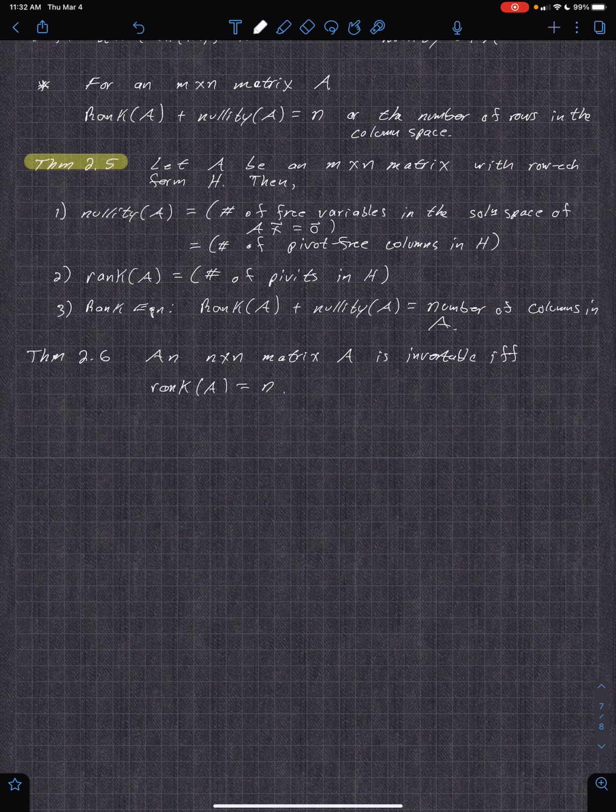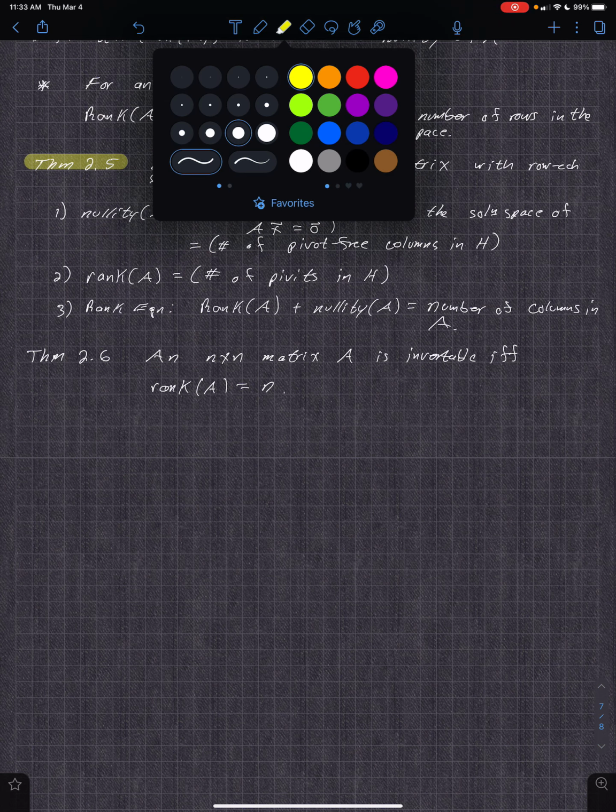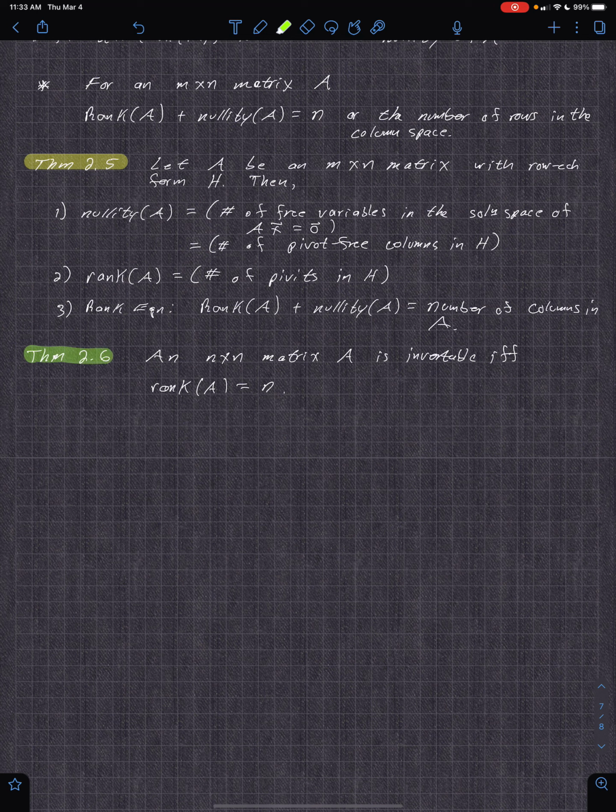So think about it. Does that make sense? Why would that make sense? It's putting all this stuff together. That has to be true because there can't be any free variables for the matrix to be invertible. So the rank has to match the number of columns. Picture it being row reduced to the identity matrix: you're going to have a pivot in every column.